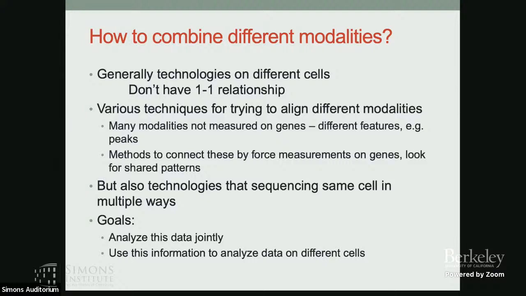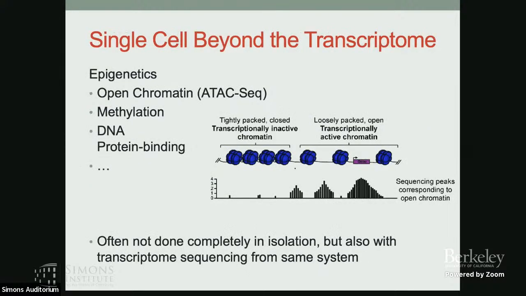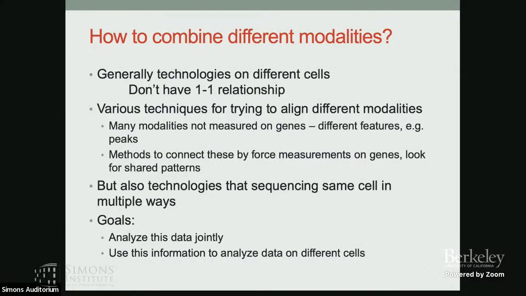And there's various techniques for trying to analyze and combine data, to try to find commonalities. This usually requires you, even though these modalities are not necessarily measured on genes, we have these peaks, which may or may not be over gene regions. These modalities get summarized into something that has to do with genes, and they're related by looking at the gene measurements from the RNA and the gene measurements from the peaks, for example, and putting those together for shared patterns helps you link up these two data sets.